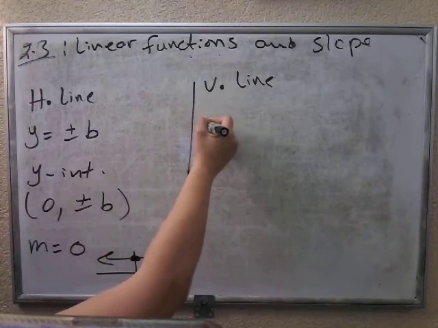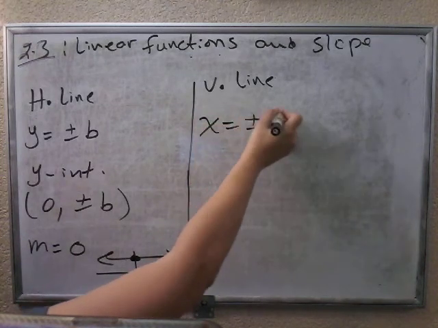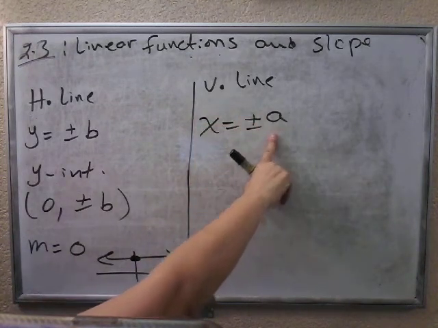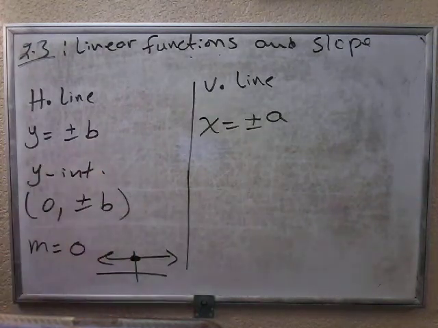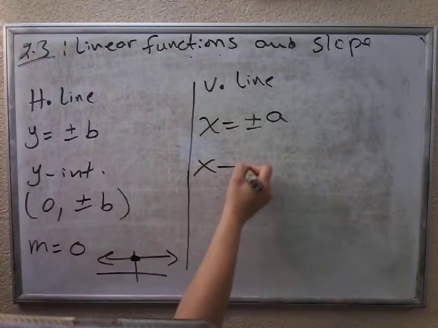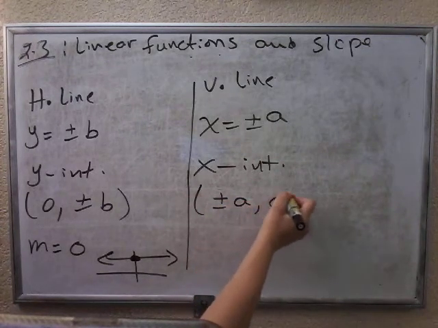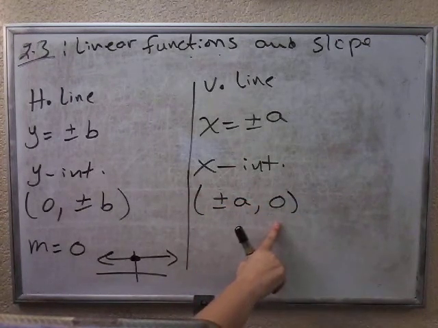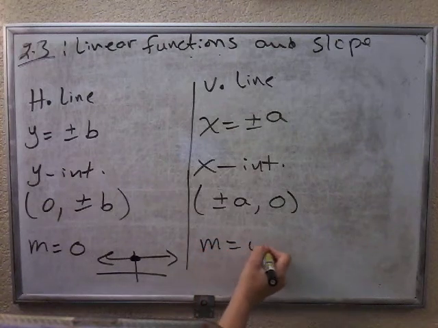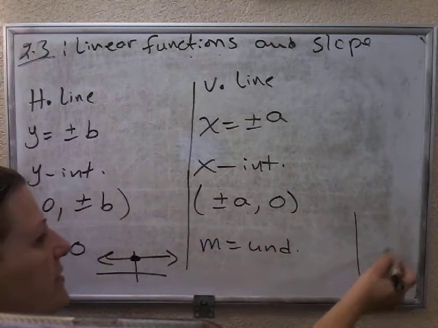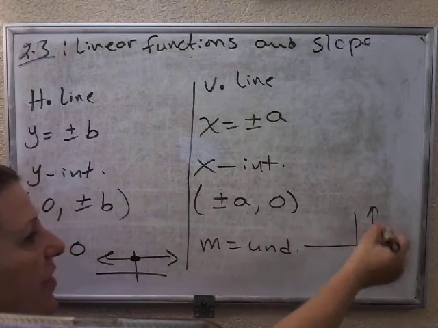While this one, the vertical line, is x equal plus or minus a. We write the x-intercept with a. For y-intercept, we write it with b. And this is your x-intercept. It's (plus or minus a, 0). That's how we write the x-intercept. But the slope is undefined. Why? Because the graph looks like that.